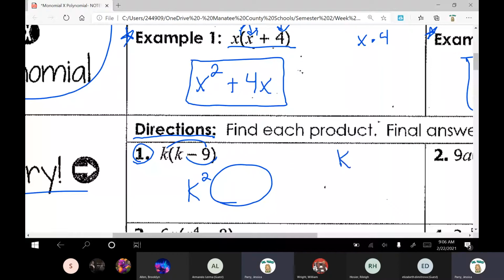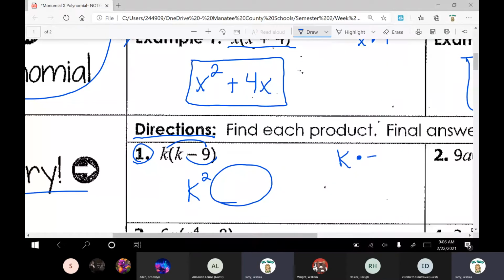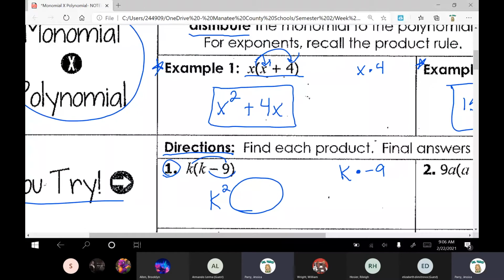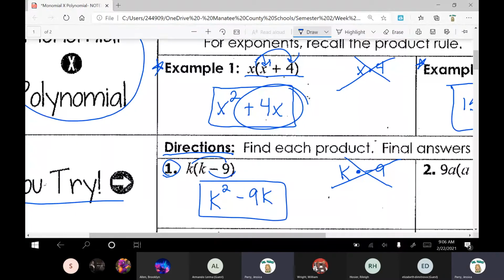Instead of saying k times negative 9, the example above it, instead of doing this, we wrote the plus 4x. Instead of doing this, we're going to write minus 9k. Perfect. Awesome. I see someone's typing there. But then that would be, let me erase this here. That would be your final answer for number 1.